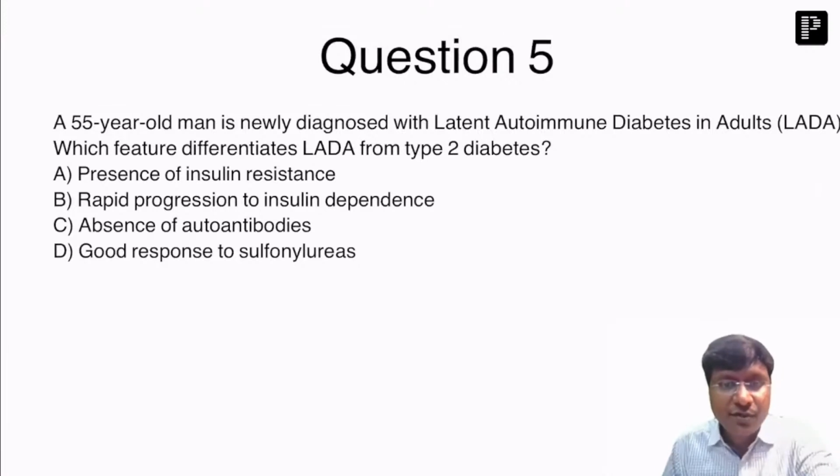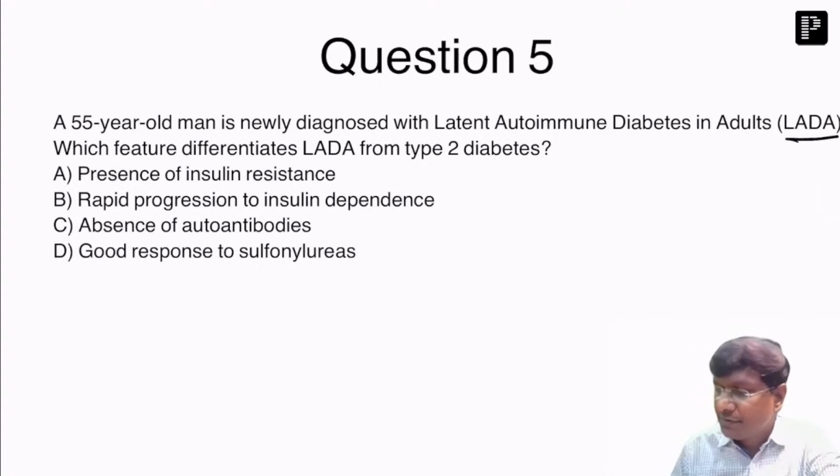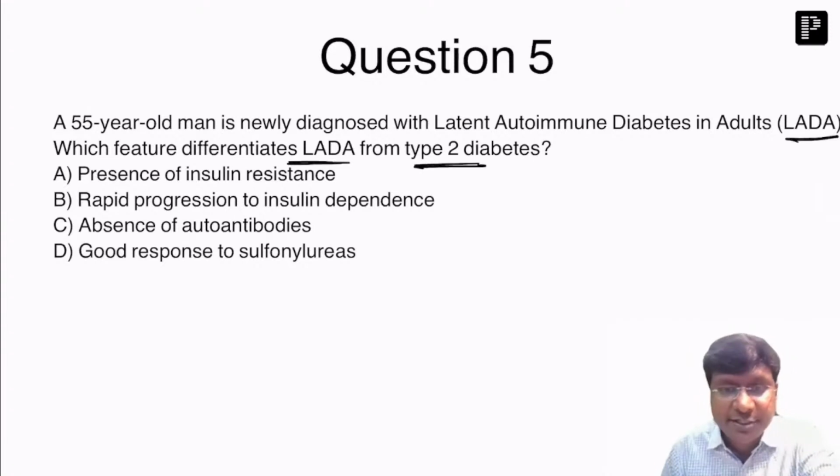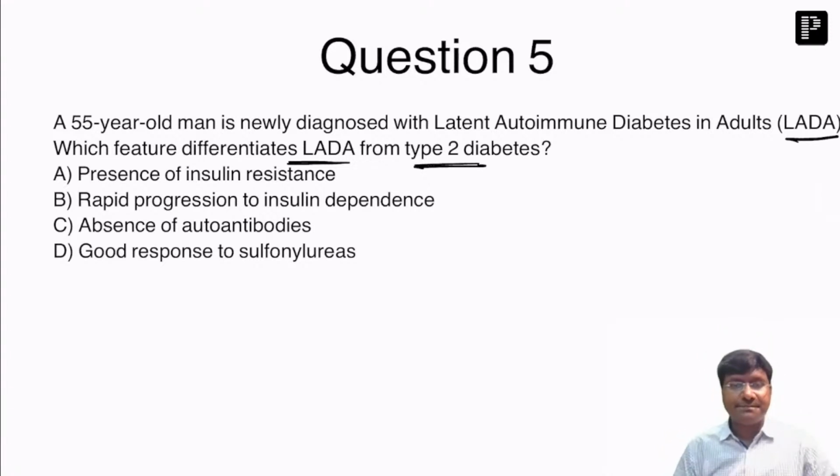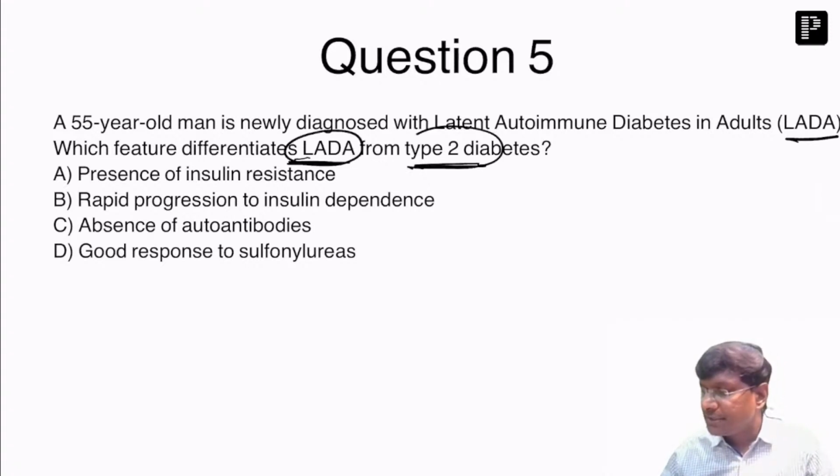We have a 55-year-old man newly diagnosed with LADA. Which of the following features differentiate LADA from type 2 diabetes mellitus? Insulin resistance, rapid progression to insulin dependence, absence of autoantibodies, good response to sulfonylureas. Which features differentiate LADA from type 2 diabetes mellitus?